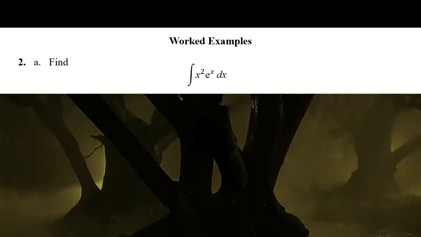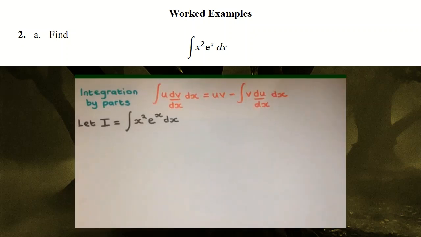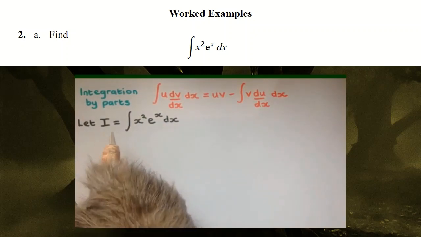Okay, so now we're going to move on to question 2, and we're integrating for part A x squared e to the x with respect to x. Alright, so for worked example 2a, we are asked to integrate with respect to x, x squared e to the x. Okay, so I've set I, capital I, equal to that. So we have to do our preliminary check.